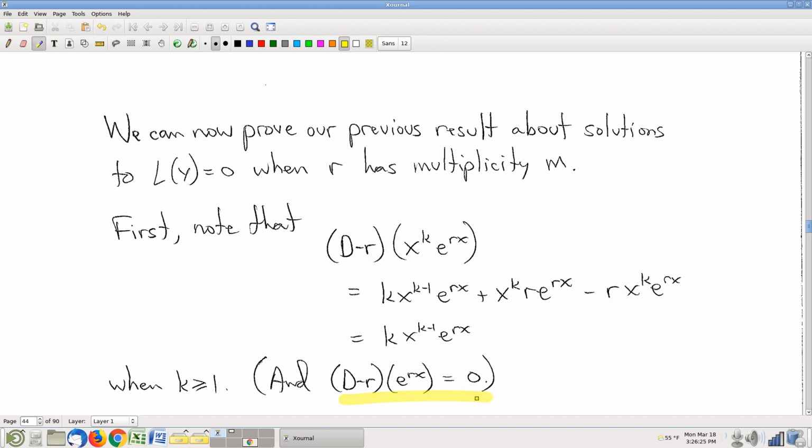Likewise, an easy calculation to show that this is true. You take e to the rx, look at its derivative, right? Subtract r times itself, and you get 0. Okay. So we're going to use these two results, of what d minus r does to these kinds of functions, and we're going to prove some big theorems.